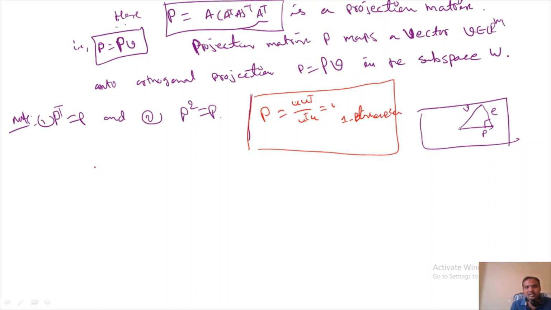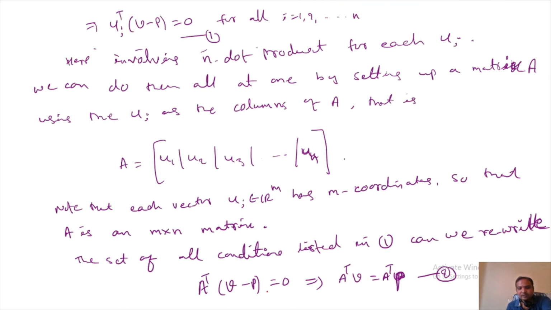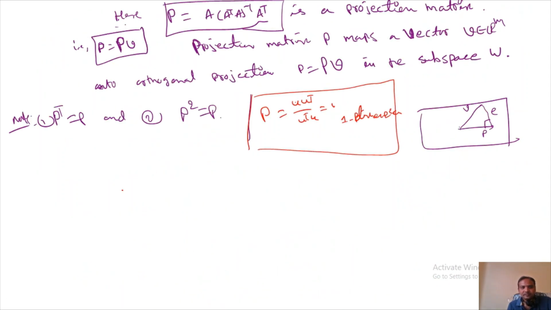See now observe here, what is the equation we are getting? A transpose (V minus P). Now observe this key point. A transpose (V minus P) equal to 0. That means A transpose (V minus A X hat) equal to 0. This is the dot product of A transpose and V minus A X hat equal to 0.